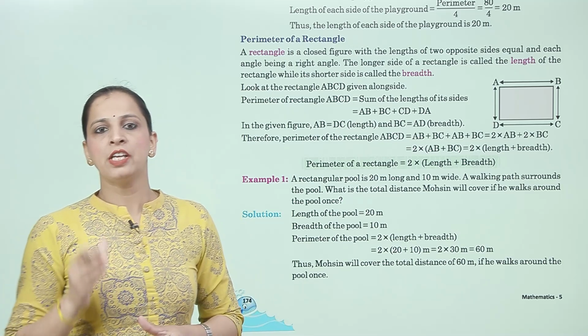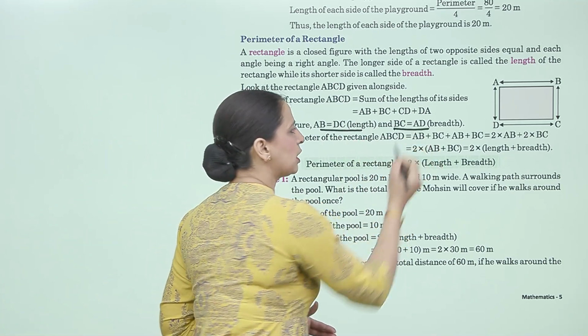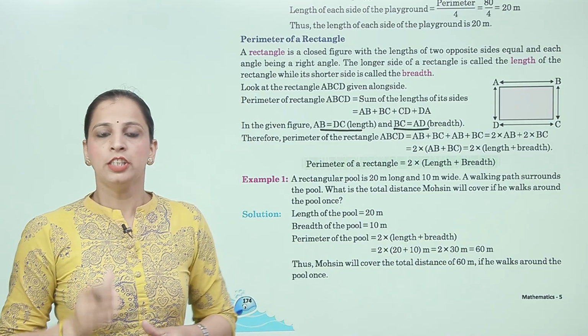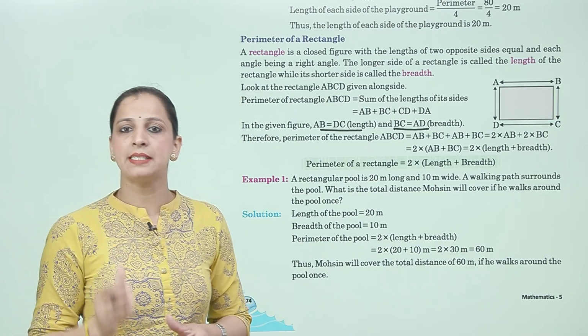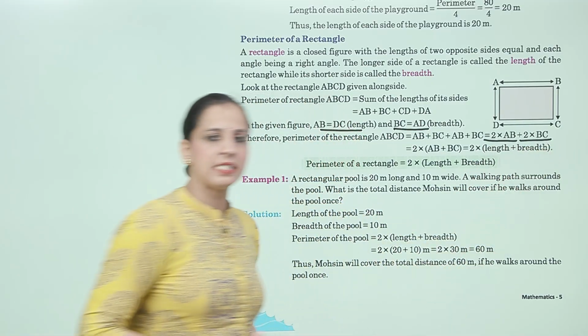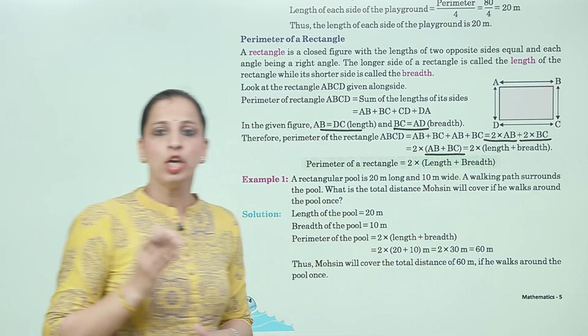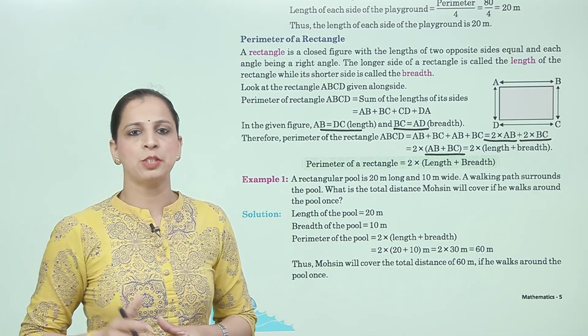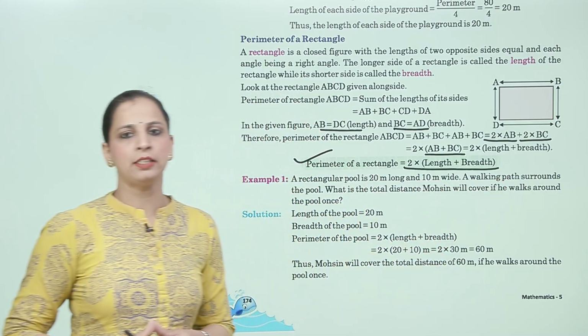So, in the given figure, AB is equal to DC, that is the length, and BC is equal to AD, that is the breadth. Therefore, perimeter of rectangle ABCD is AB plus BC plus AB plus BC, that is 2 times AB plus 2 times BC, that is 2 into (AB plus BC), that is 2 into (length plus breadth). So, the perimeter of the rectangle is 2 into (length plus breadth).